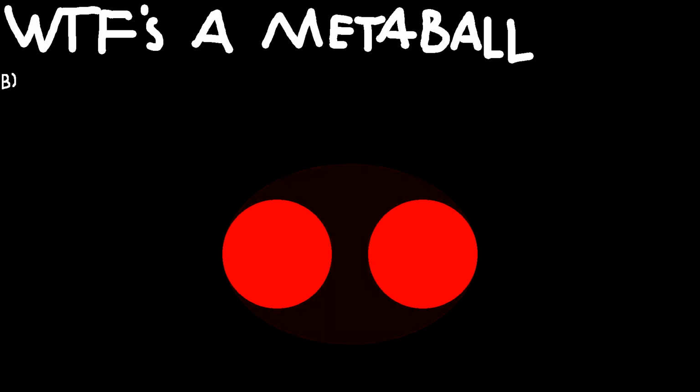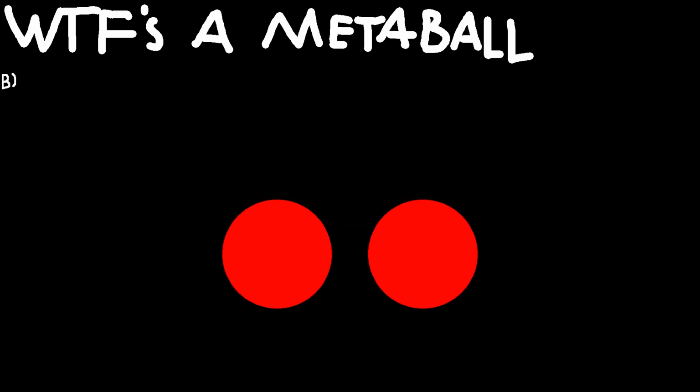Alternatively, we can take a different approach. What if we add in the points that are moderately close to the centre of both circles? Then this point would be present in our new shape, but this one wouldn't be. This gives us a new shape, the metaball.